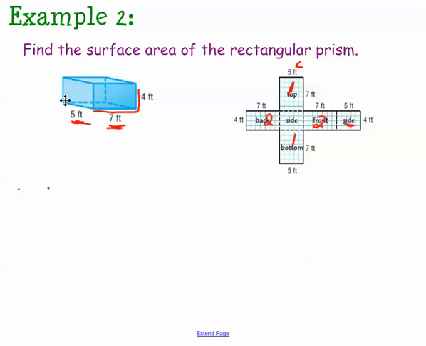All right, so my sides were 5 by 4. So there's 5, and then the height is 4. So those are going to be my sides. So that's rectangle number 3.